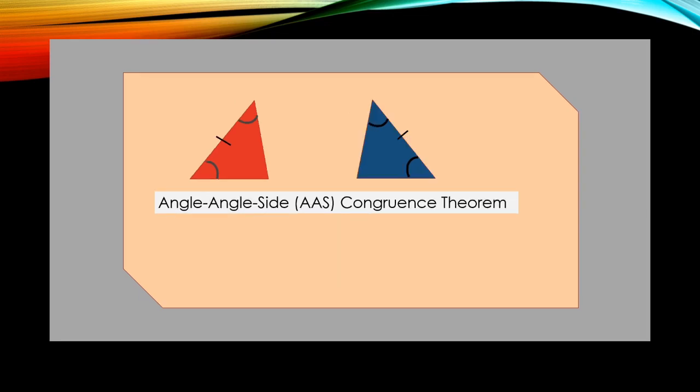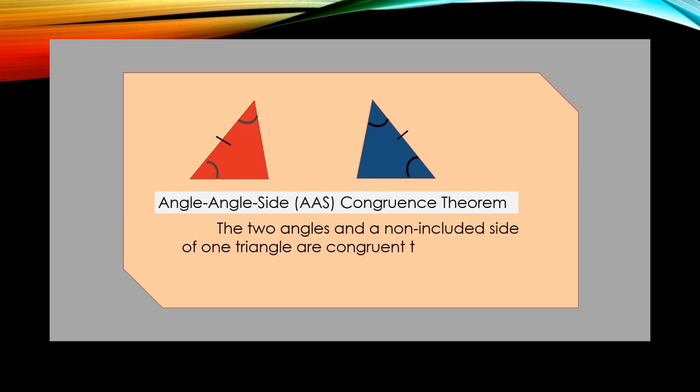The fourth one is the AAS or angle-angle-side congruence theorem. The two angles and a non-included side of one triangle are congruent to the two angles and a non-included side of another triangle.